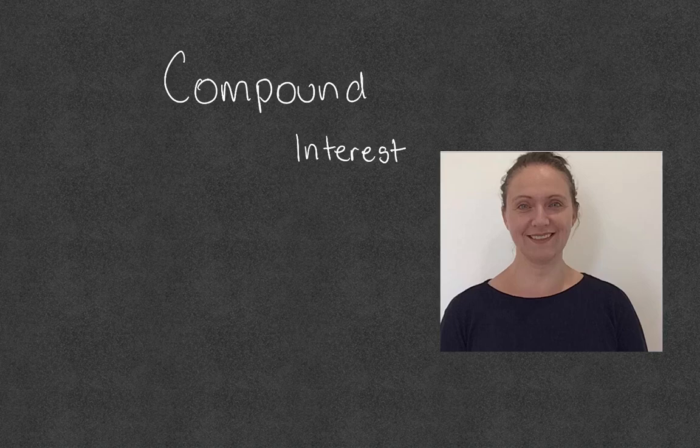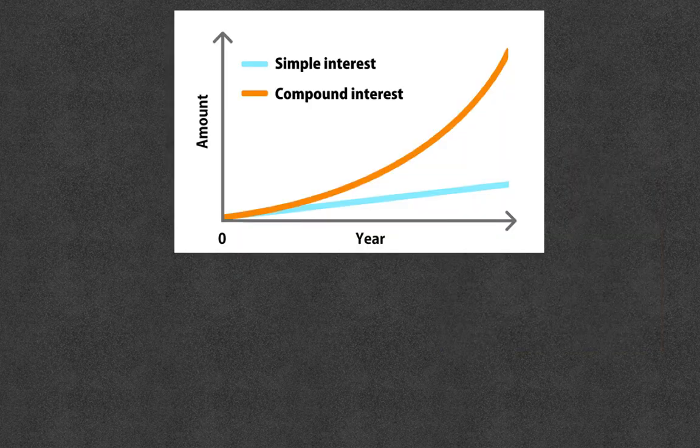Hi Year 11. Today we're looking at compound interest. So there are two types of interest for earning money on money. There's simple interest and there's compound interest. This graph shows an easy representation of the difference between simple interest and compound interest. So the blue line is simple interest on money and the orange line is compound interest on money.